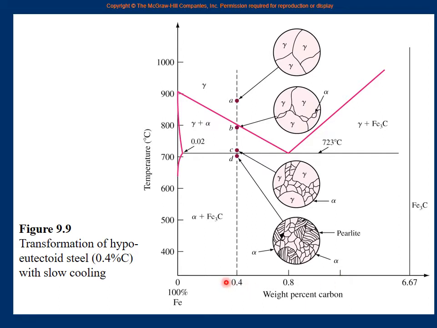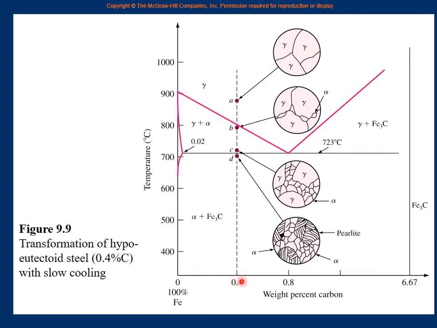So hypoeutectoid steel and hypereutectoid steel are compositions, and according to the temperature, above 723 is pro-eutectoid, and after that it is eutectoid. So hypoeutectoid steel here, hypereutectoid steel here, and pro-eutectoid temperature there. This time we are here anywhere. As an example, they are taking 0.4% carbon. Of course, 0.4% carbon is hypoeutectoid.